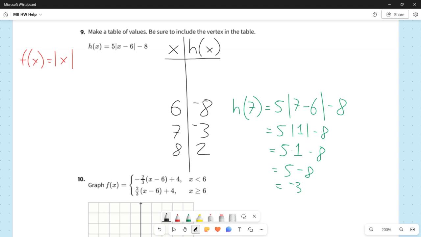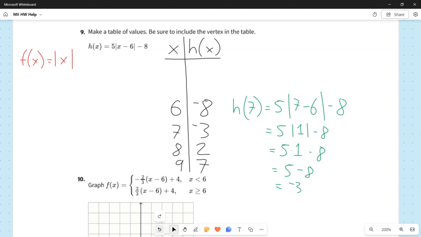We'll do one more. There's no real super strict rule in terms of how many points to include, but we'll do maybe 3 on each side of the vertex. So again, we plug in a 9. 9 minus 6 is 3. Absolute value of 3 is 3. 5 times 3 is 15. And 15 minus 8 is 7. Notice that our h of x values are increasing by 5 every time, which, again, is because of that 5 right there.